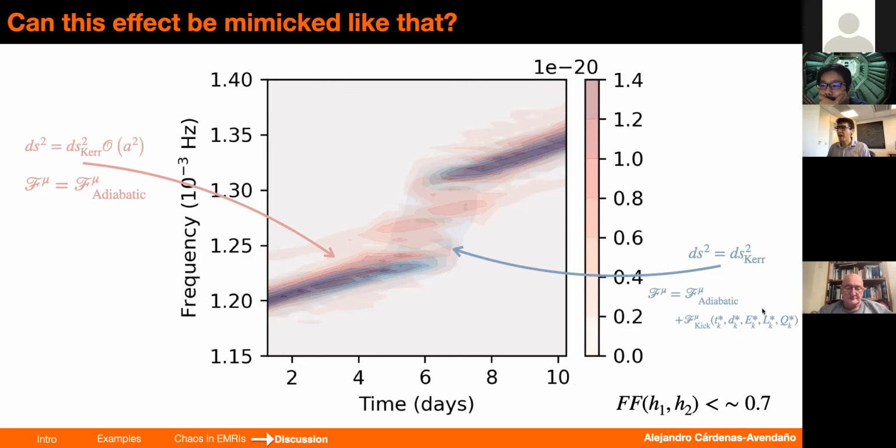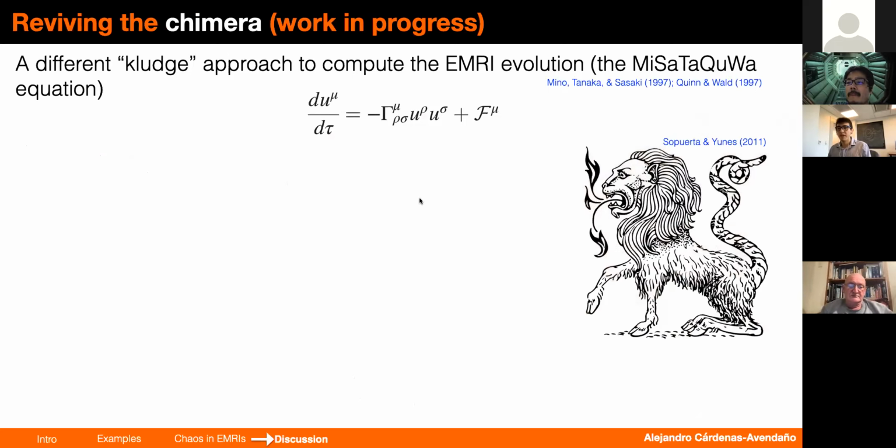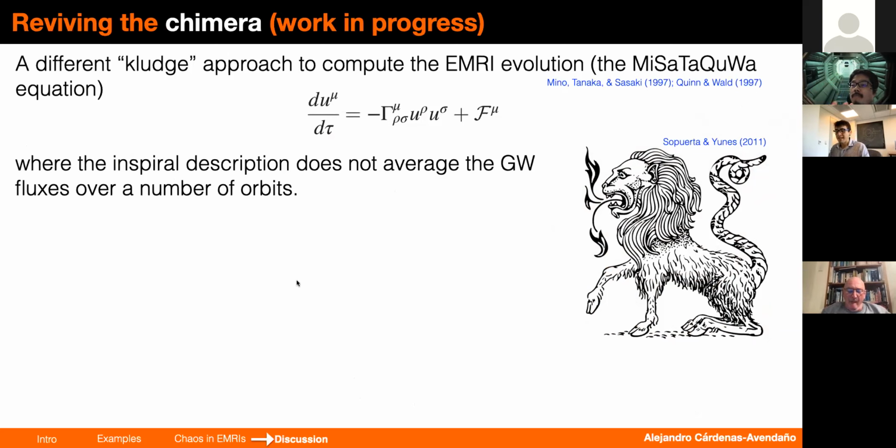But remember, here I'm just modifying the fluxes, and we know from the one that's chaotic, these effects are not coming from the dissipative part, they are coming from the conservative part of the solution. So what I have been working on recently is reviving a work by Nico and Carlos Sopuerta, where they describe a new gluing method that is a little bit different, and it's called a chimera because it puts a lot of things together. And the idea is to solve this Teukolsky equation in a different way, by combining at least two approaches.